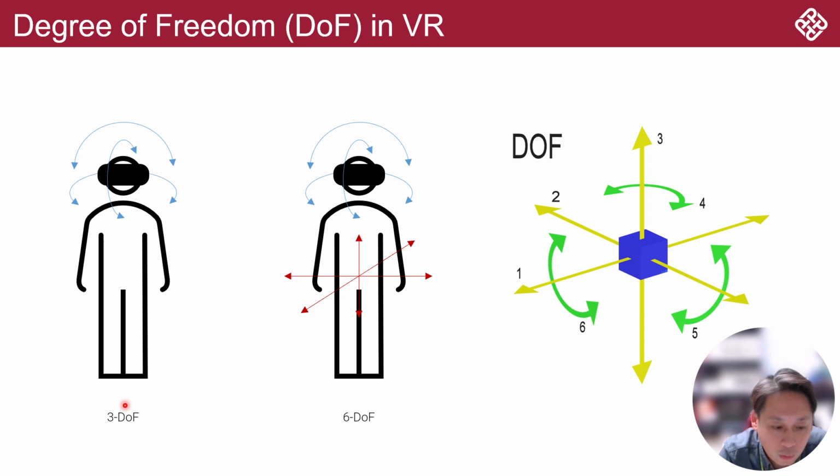So 3 is the XYZ directional. 6 is also XYZ directional, but rotation plus movement.